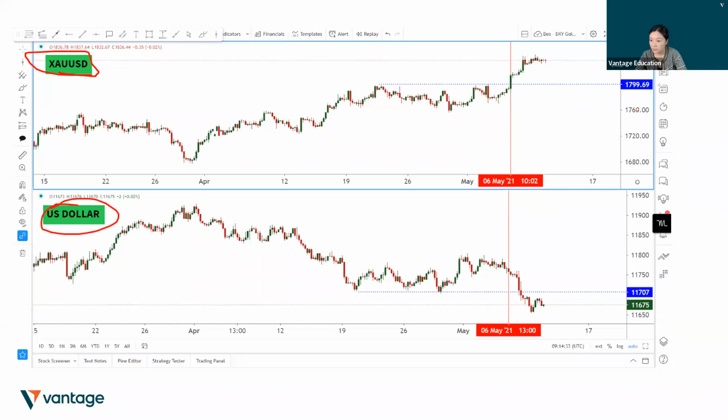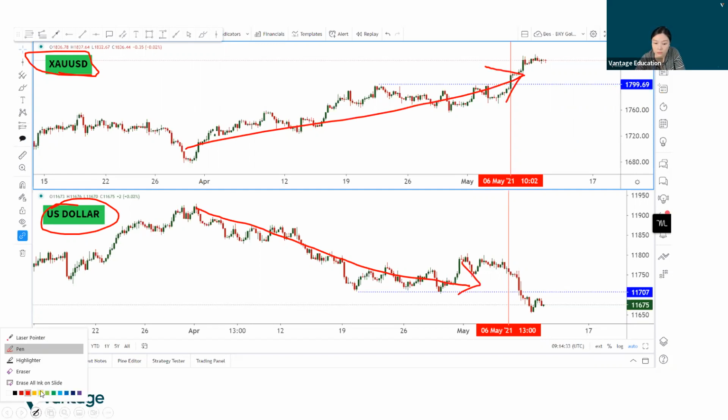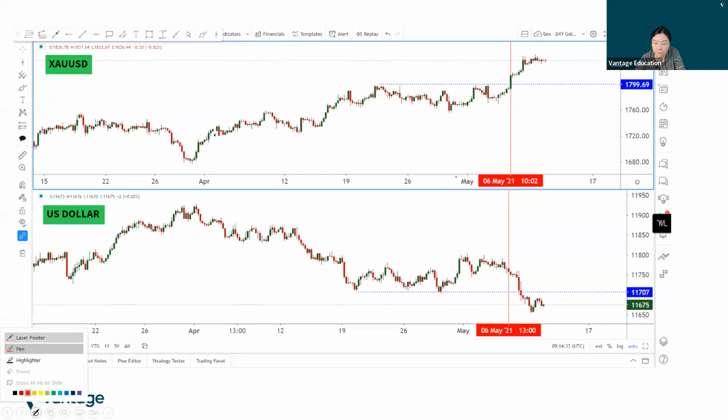In this instance, you can see that they are negatively correlated because one is coming down, one is going up, right? So this is negatively correlated. And then we can see that touch once, twice, and we're looking for the breakout here.